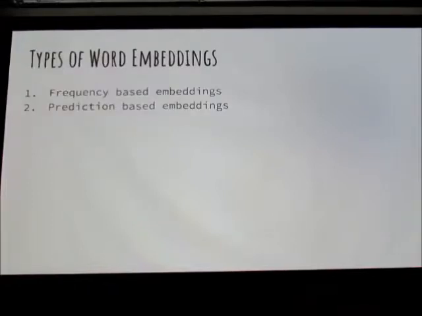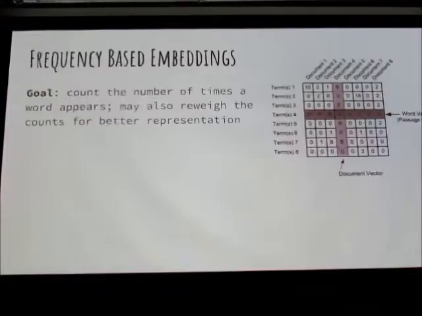In general, there are two main types of word embeddings, and these two groups are divided between frequency-based word embeddings and prediction-based word embeddings. They're used for different purposes, and they both have their unique advantages and disadvantages. Frequency-based embeddings are generally easier to understand, so this will be the one I'll start off talking about.